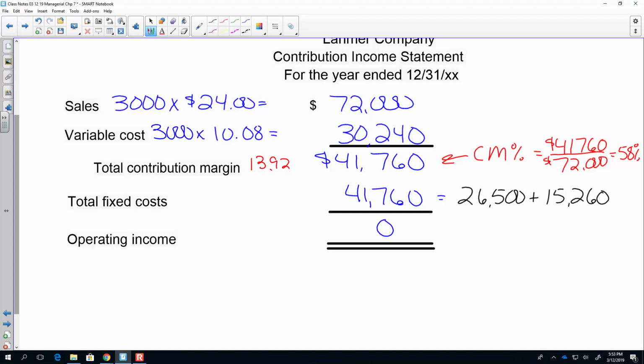What would I do to get the variable cost ratio? Use the variable cost and divide by sales. Take the 30,240 divided by the 72,000. Would I even have to do that to get the margin ratio? If I know what the contribution margin is, it's the complement. Does everybody know what I mean by complement?